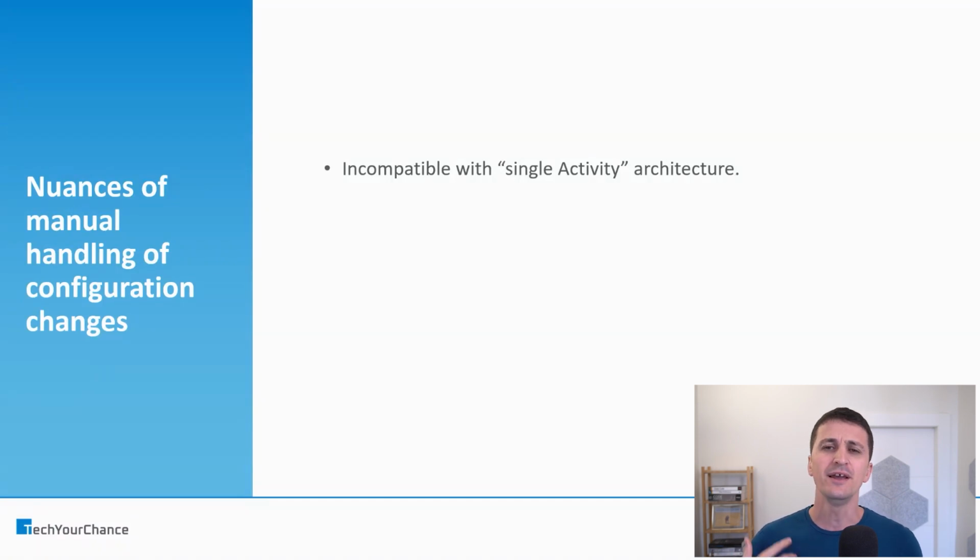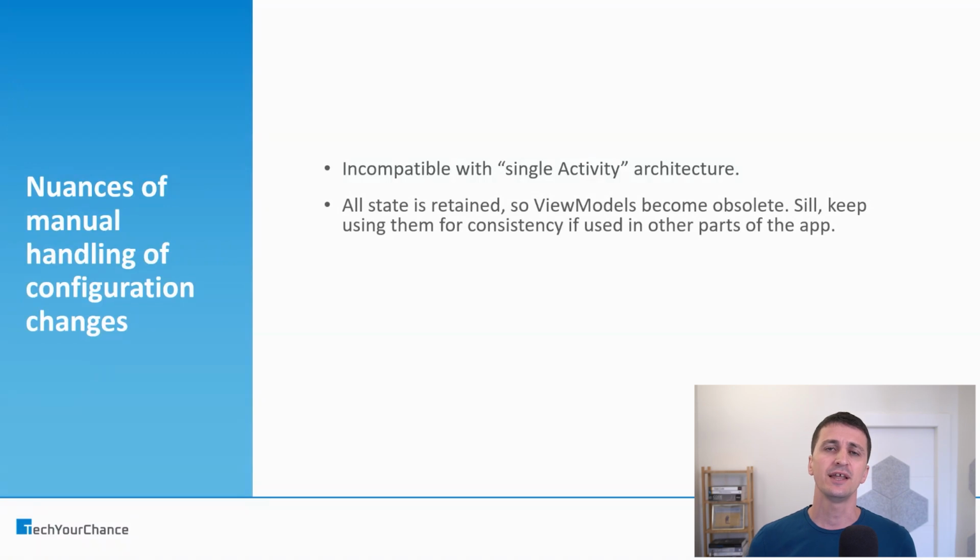And therefore, most probably, if you want to embark on this journey, you will need to extract at least one additional activity, and then that activity will handle config changes manually. So this kind of breaks this single activity architecture. If you use view models, they retain their state over configuration changes automatically, and that's their big selling point. But if you handle config changes manually, then everything retains its state. You can use any kind of MVP or just have all your logic inside activity, have this God activity mess, and everything will be retained because nothing is destroyed. So view model becomes completely obsolete if you embark on this optimization journey.